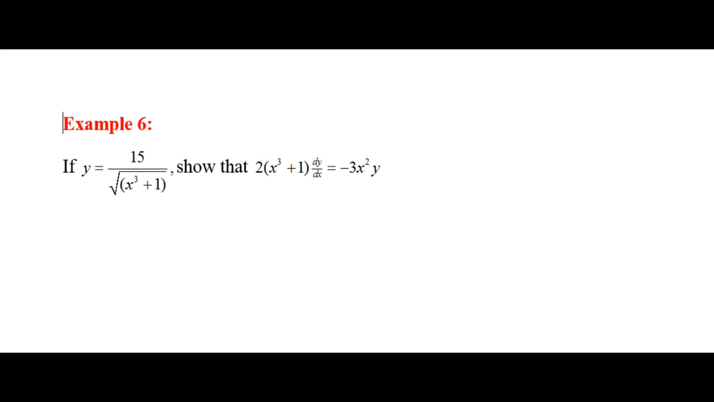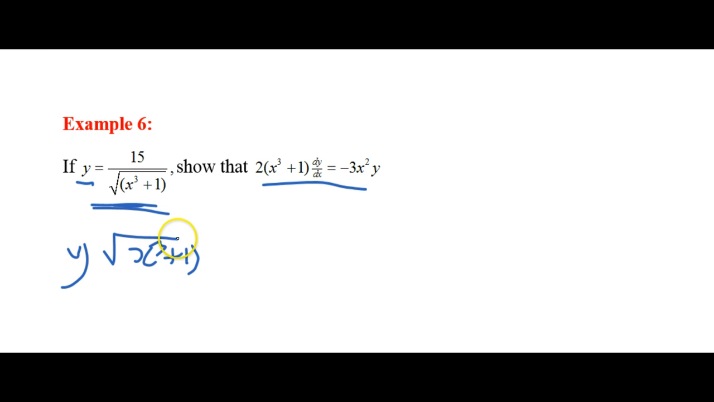Now, with example 6, I would like you to try your hand on this example on your own and see whether you get your answer to be correct. Here too, you have to show that this, when you simplify it, will be the same as that. So your aim is to simplify this. Go by the same way I showed you. First of all, multiply the y by this, which will be y. I'm giving you a clue, root of x cubed plus 1.